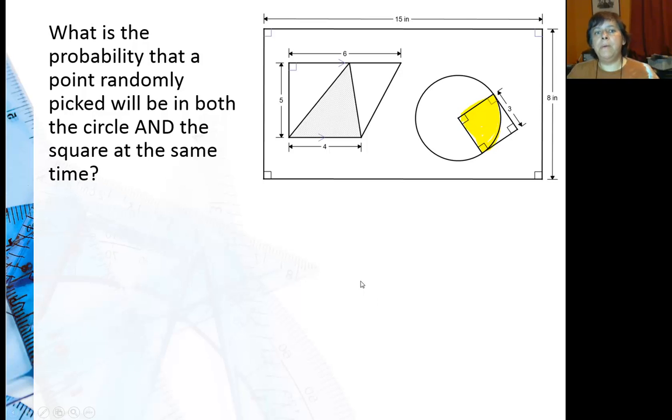So what is the probability that a point randomly picked will be both in the square and the circle? We're still using the same model. We're doing the area of the intersection over the total area.